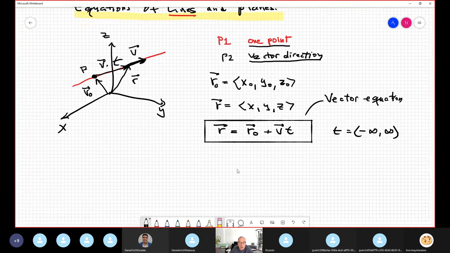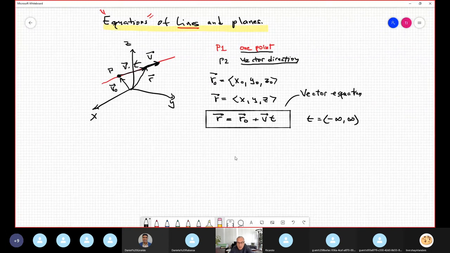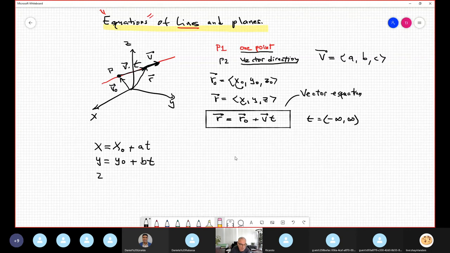However, we have another way to represent the equation of the line, which is parametric. T represents the parameter, a completely free variable. However, you break it down component by component. For example, the x component is x equals x null plus aT. And who is a? Vector B has three components, a, b, c, and indicates direction. The y is y null plus bT, and z is z null plus cT. And this is a parametric equation of the line.